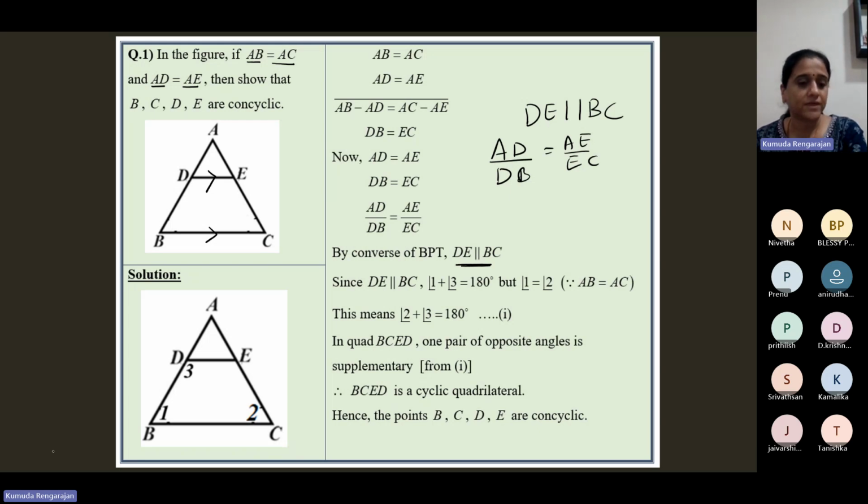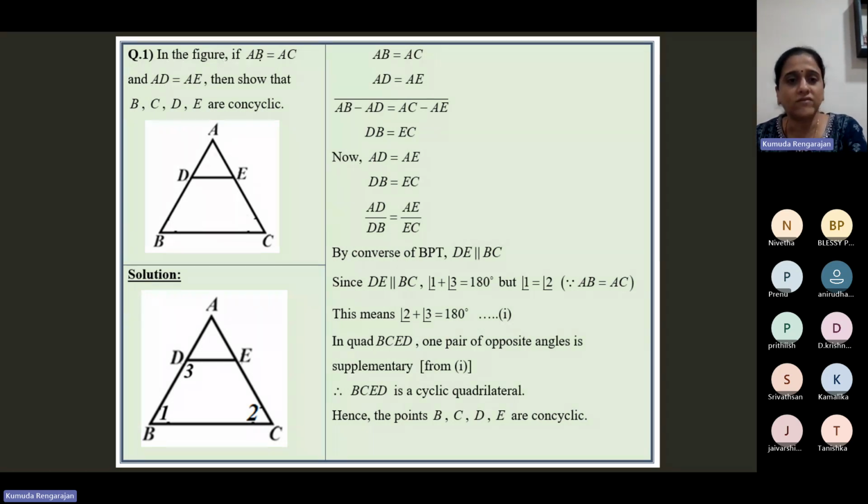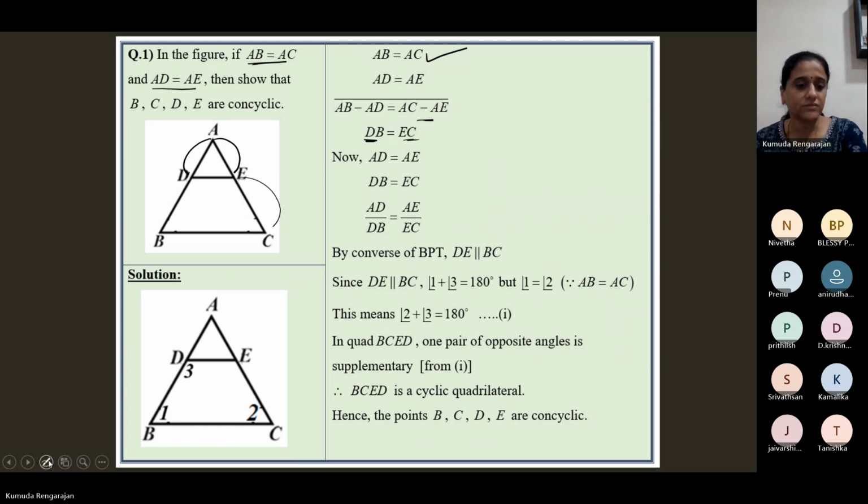Now what do we have? AB equals AC. Then we have AD equals AE. When you subtract these two results, what do you get? AB minus AD equals AC minus AE. So AB minus AD is BD, and BD or DB equals EC. So now you have this result AD equals AE, and by subtracting, you've got this result DB equals EC.